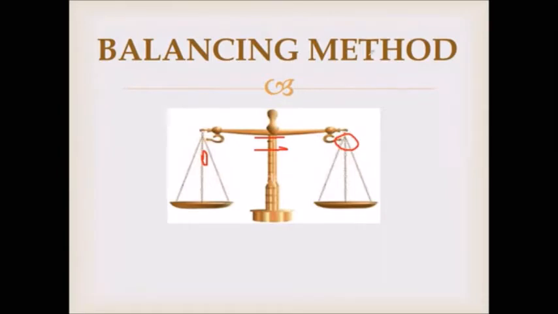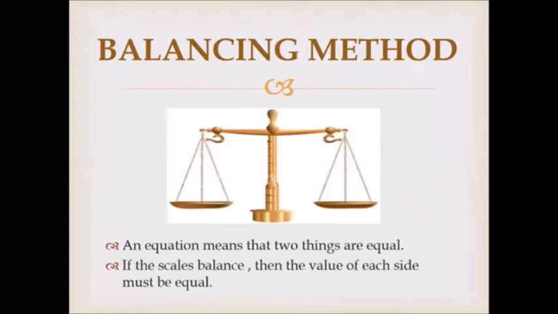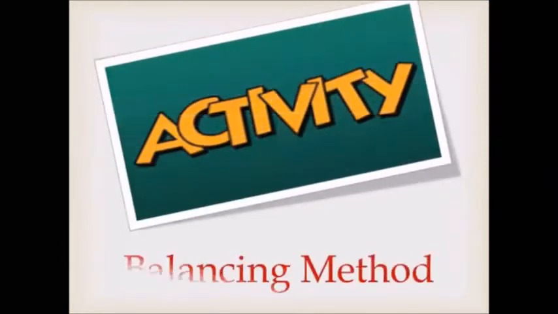So what do we conclude from this? We conclude that an equation means two things are equal. That means an equation has two sides, the left hand side and the right hand side. Now if the scale balances, then the value of each side must be equal. I have already explained that 0 must be equal to 0, as this figure denotes. Now I'll explain this balancing method by doing an activity.